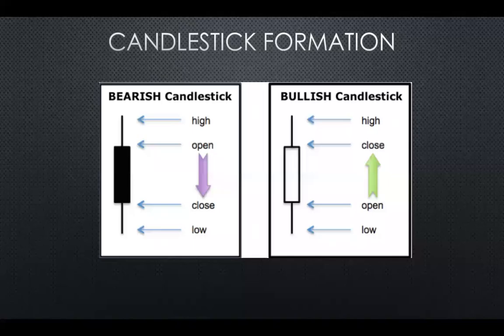Hey everyone, today we'll be learning about candlestick formation, trend lines, and support and resistance. There are two types of candlestick, a bearish candlestick and a bullish candlestick. In case of a bearish candlestick, this is the opening and this is the closing. In case of a bullish candlestick, this is the opening and this is the closing. The day high and the day low remain the same.